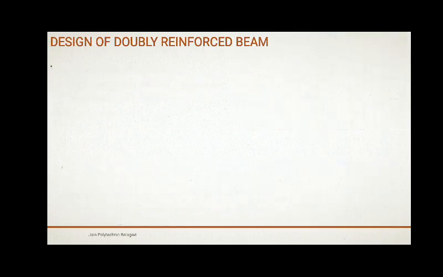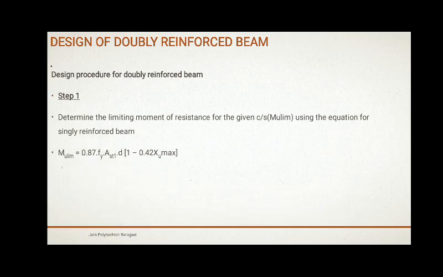Now coming to design of doubly reinforced beam. Before going to the problems, there is a procedure of design of doubly reinforced beam, and the problems are quite short compared to singly reinforced beam problems. So step 1, what we are doing is determining the limiting moment of resistance for a given cross section using the equation of singly reinforced beam. Here you can see the equations, the two different equations where you can determine the limiting moment of resistance for a balanced section.